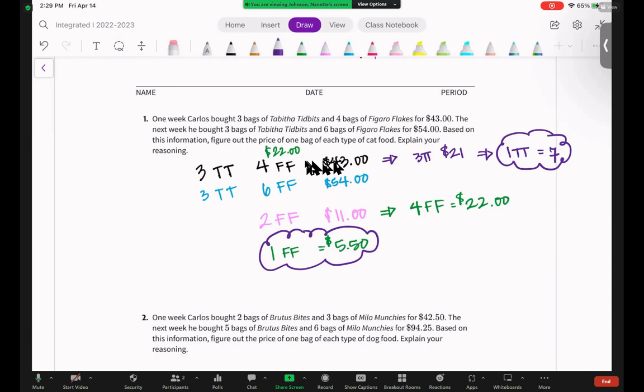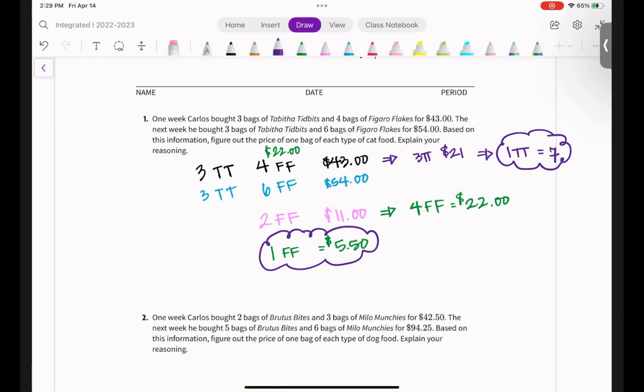And then I asked you, okay, well, what do you notice here? And I'm sure some of you said, Ms. Johnson, well, I see that these two here are the same. The only difference between the first purchase and the second purchase is these 2 Figaro flakes. And I'm like, oh, 2 of them, good. Well, how much more did you have to pay that week? And you said, oh, well, it's going to be $11. So you subtracted here, right? 43 plus what gives me 54, or 54 minus 43 gives me 11, right? And we're like, oh, okay, that makes sense. So take some time, make sure that it makes sense.